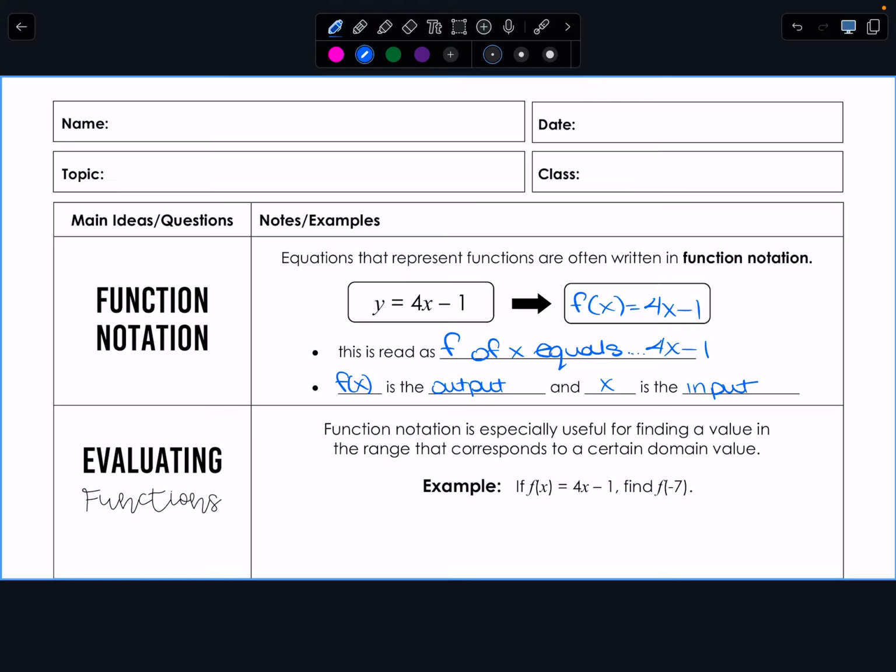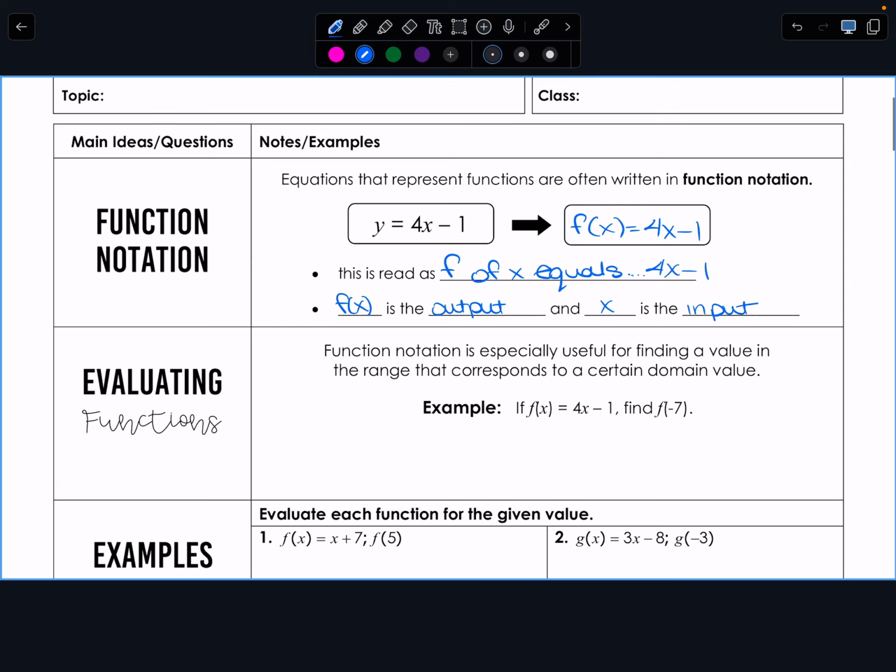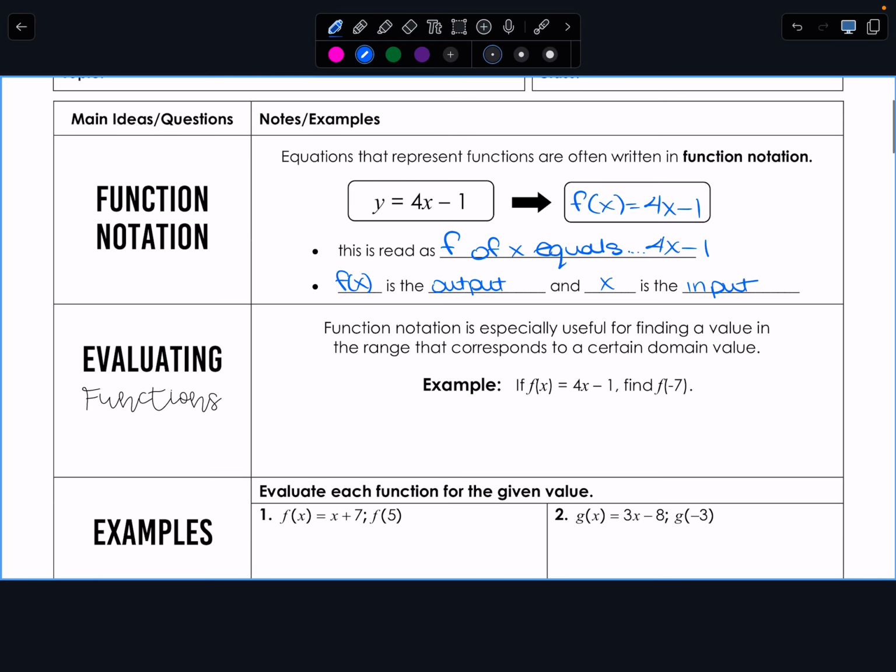So remember, f of x is a unit. The parentheses does not mean multiplication, right? It's a unit. They're like stuck together. They're not to be separated. Okay, so you have to look at parentheses in context of the problem. Sometimes it means multiplication, other times it does not.